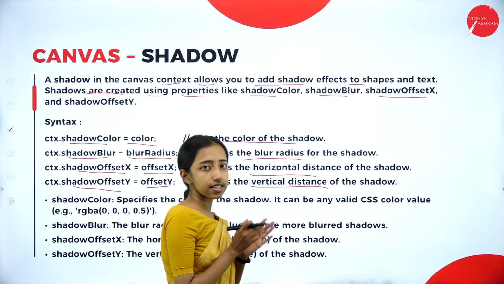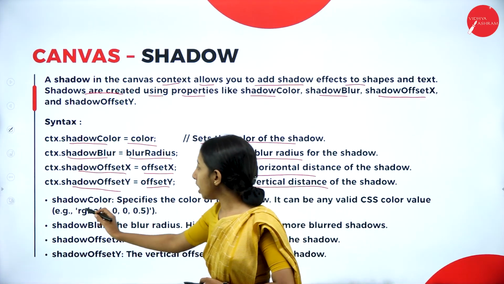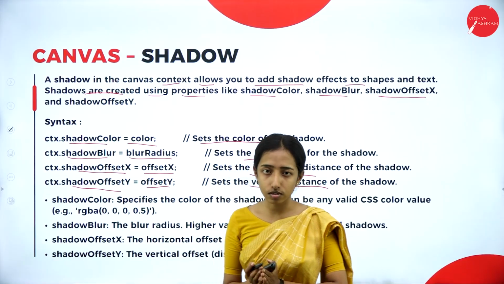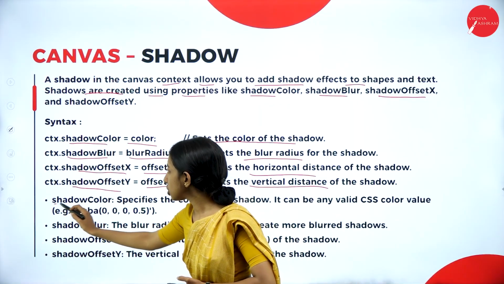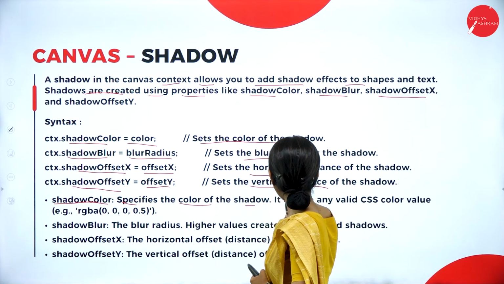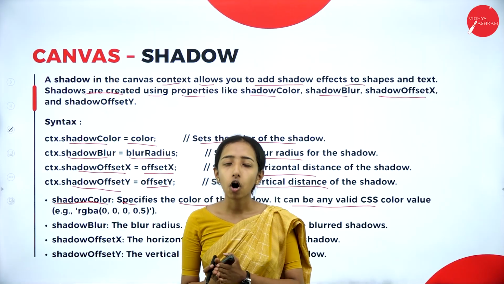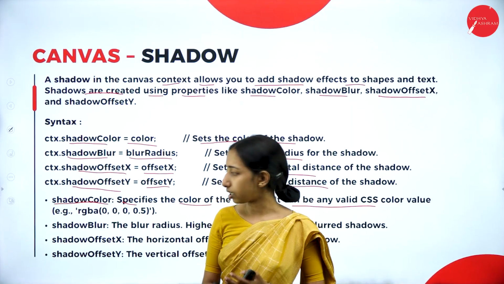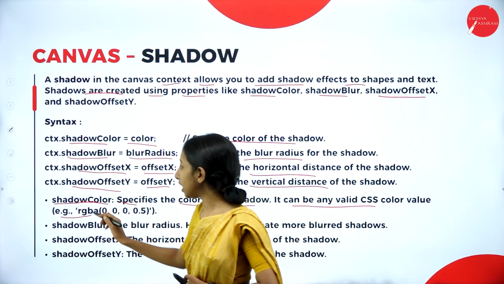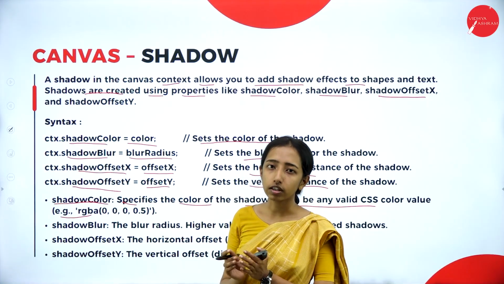So this is the basic syntax of the shadow we are creating using a canvas. Here is how we can specify those things. The first one is shadowColor. Here we specify the color of the shadow, and it can be any valid CSS color, that is RGB, hexadecimal, or named colors. In my example I have taken RGBA for the color.